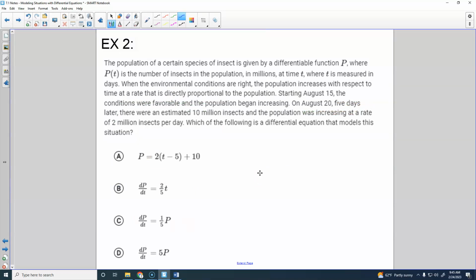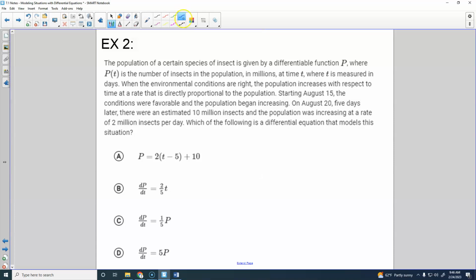All right, so we got the population of a certain species of insect is given by a differentiable function p, where p of t is the number of insects in the population in millions at time t, where t is measured in days. When the environmental conditions are right, the population increases with respect to time at a rate that is directly proportional to the population. Starting August 15th, the conditions were favorable and the population began increasing. On August 20th, 5 days later, there was an estimated 10 million insects and the population was increasing at a rate of 2 million insects per day. Which of the following is a differential equation that models this situation?